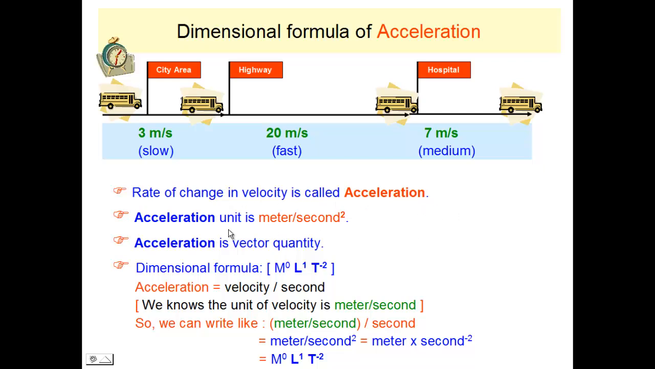The acceleration unit is meter per second square. This is also a vector quantity. Acceleration is a vector quantity. The dimensional formula of acceleration is mass power 0, length power 1 and time power minus 2.